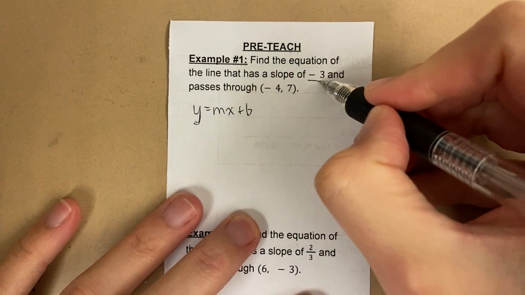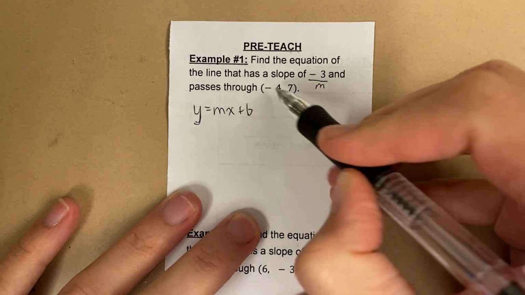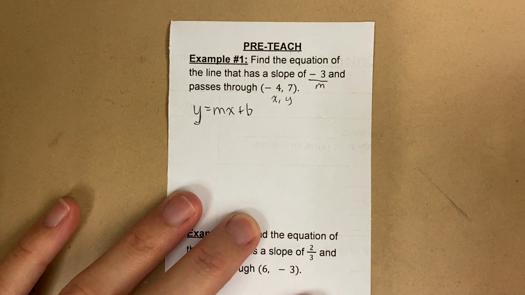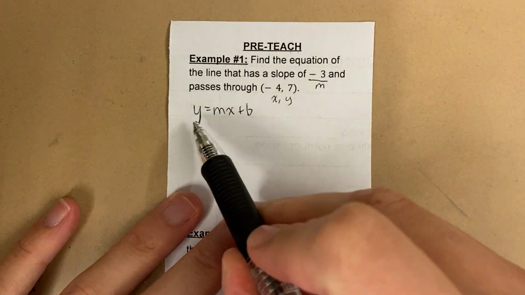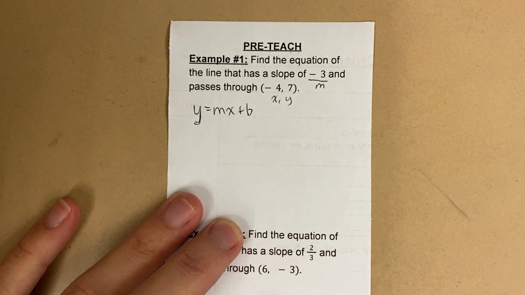I know that it has a slope of -3. What letter is slope? That's m. And I know that it passes through this point, (-4, 7), and I know that that's x, y. So now look, I have a y, I have an m, I have an x, and the only information I'm missing is a b.